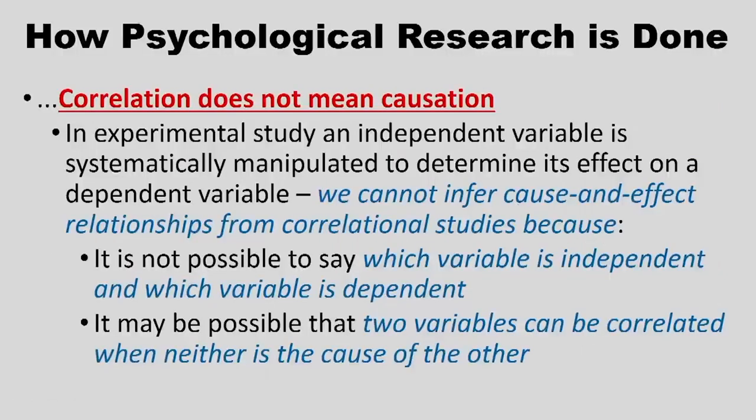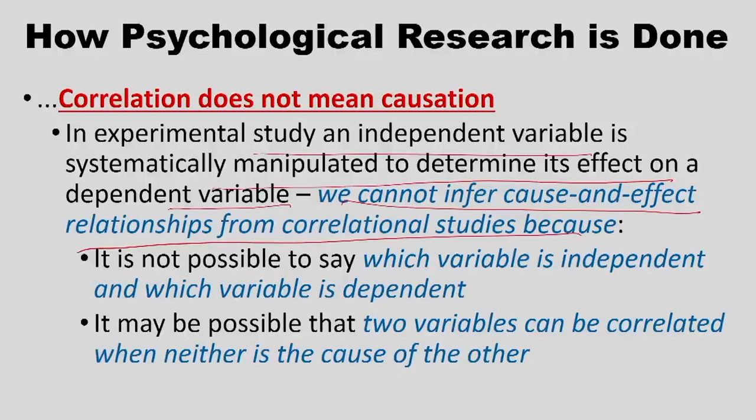Correlation doesn't mean causation. In an experimental study, an independent variable is systematically manipulated to determine its effect on the dependent variable. We cannot infer cause and effect in correlation studies. As I said before, we do not know whether A causes B, whether thunder causes lightning or lightning causes thunder. The only thing we can establish is that they occur together. One occurs, the other also occurs. But we don't know what causes what.